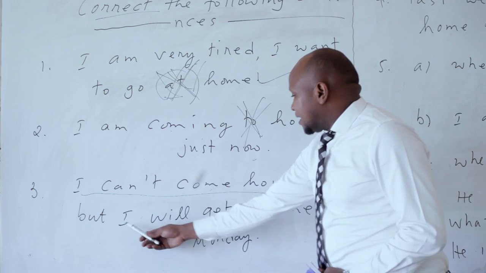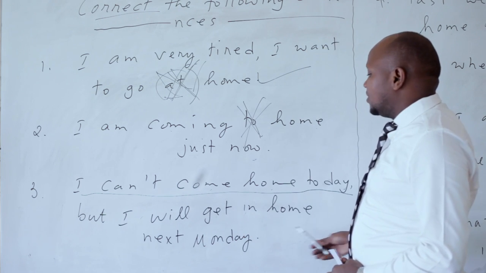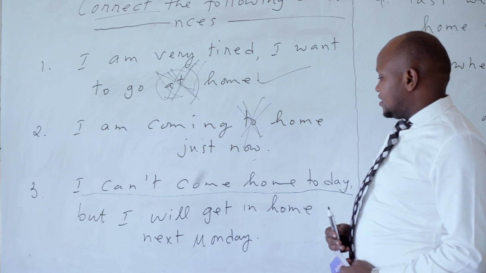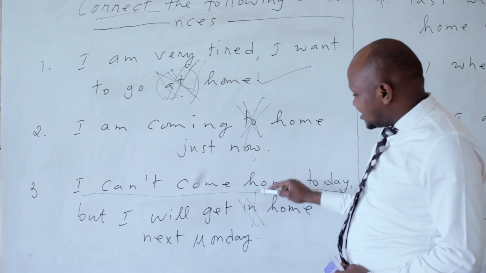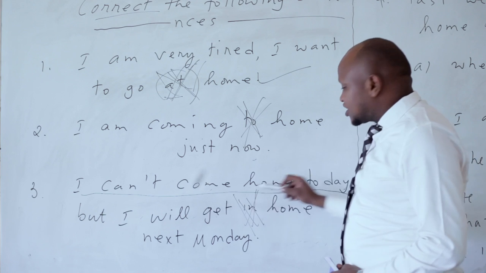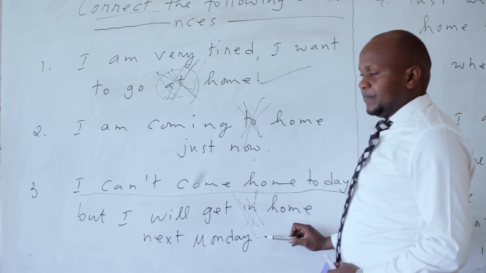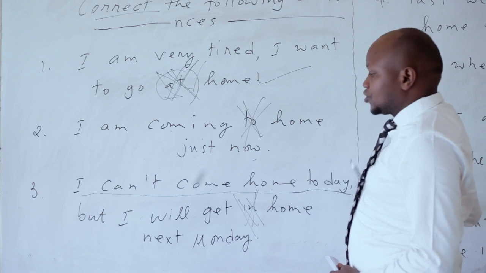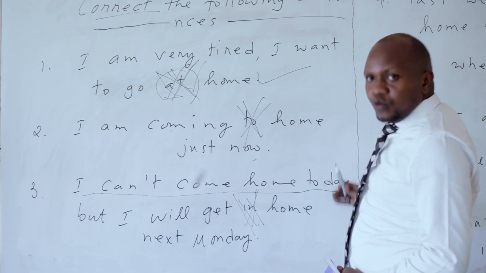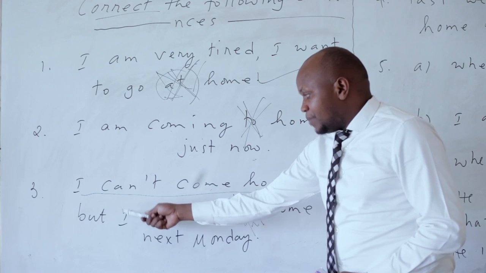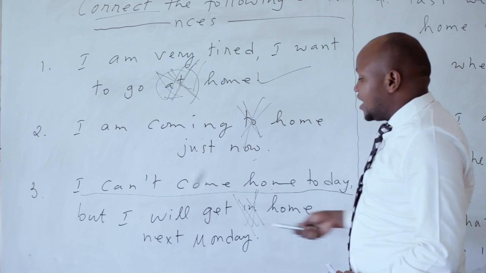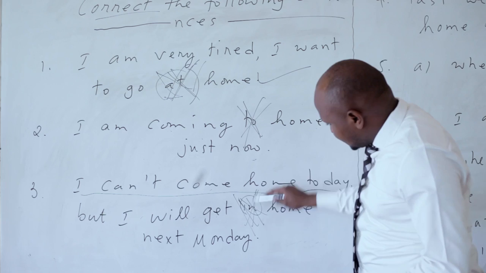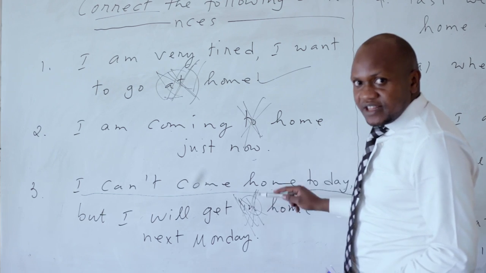But here, but I will get in home next Monday. The preposition in is not needed here. I will get home next Monday. Okay? Then we will say, I can't come home today. But I will get home next Monday. Then this in is not needed there in this sentence.